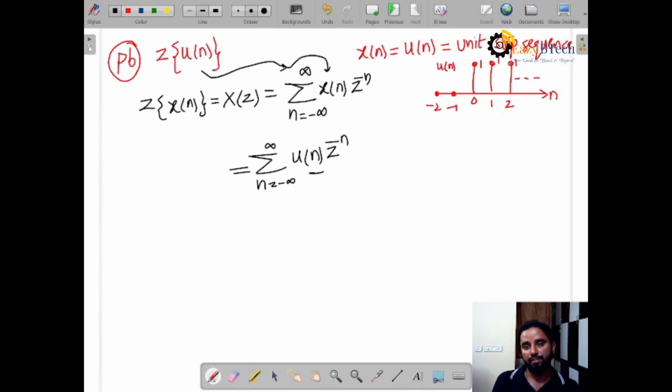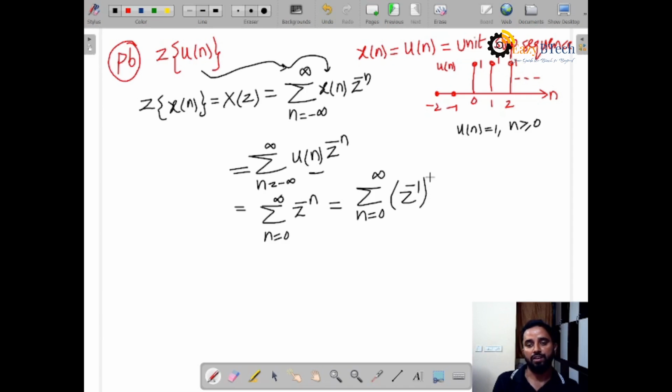So here u of n, we know about u of n. U of n value is 1 for n greater than or equal to 0. So according to u of n, the summation limits are 0 to infinite and u of n is 1, therefore z power minus n. So this can be written as summation 0 to infinite z power minus 1 whole power n, like c power n. This is the logic in Z transform. Every problem we need to write 0 to infinite c power n. So 1 by 1 minus c. So here 1 by 1 minus z inverse.